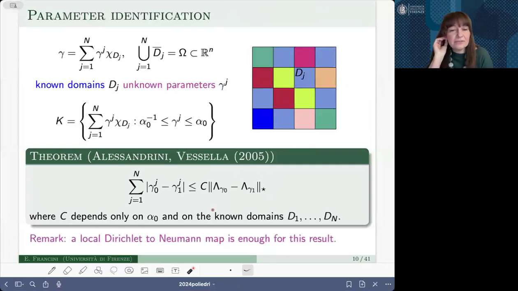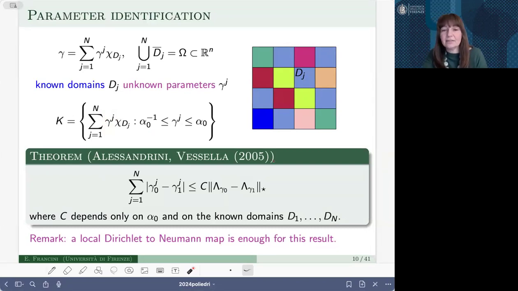So the first result that I know in this flavor is a famous result by Giovanni Alessandrini and Sergio Vessella, and they considered the case of piecewise constant conductivity on a known partition of the domain. So our domain is partitioned in the union of some known subdomains D_j, and the compact subset to which we restrict is the set of unknown conductivities which are constant on each of these subdomains, with this constant bounded from below and from above by these two numbers, which are our a priori assumptions.